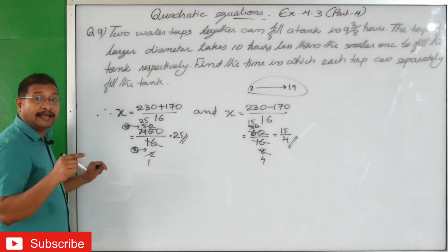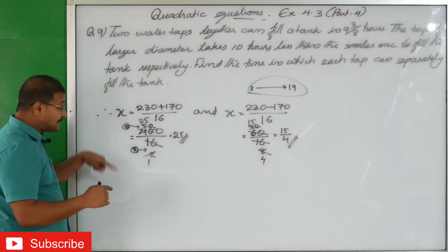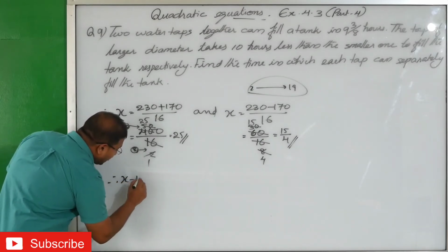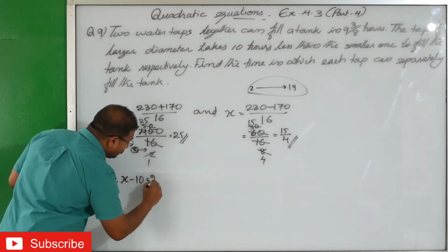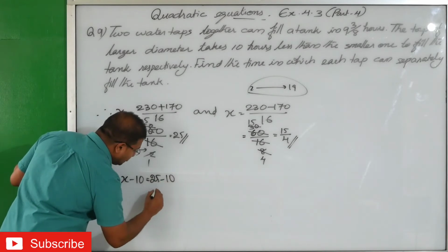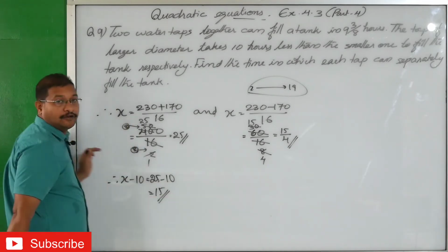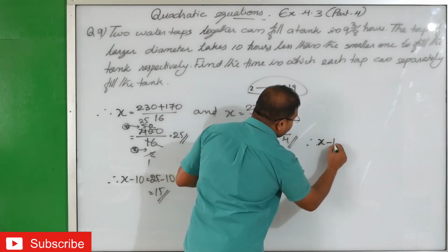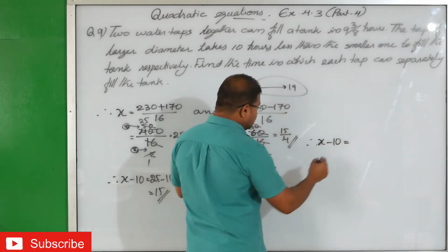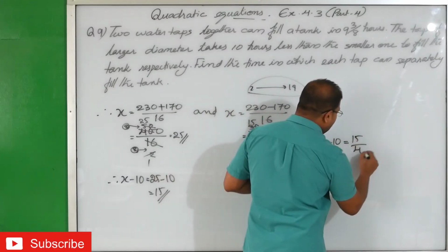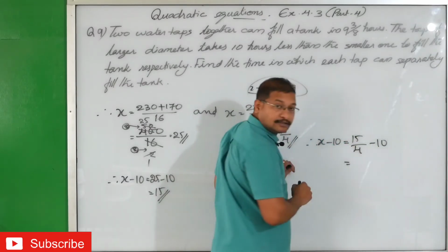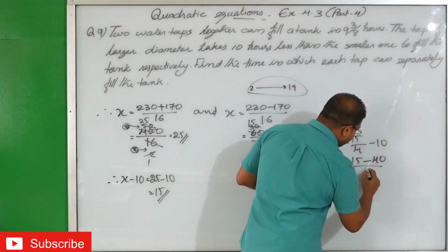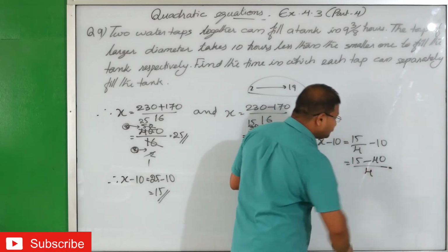Means the time taken by the small tap is x, so the second tap will be x minus 10. Therefore, what will you get for x minus 10? X is 25, so 25 minus 10 equals 15. Let's see what happens here: x minus 10 equals 15 by 4 minus 10, which is 15 minus 40 by 4.